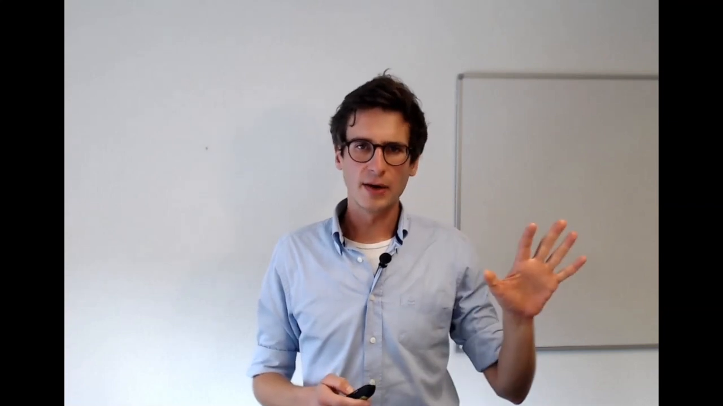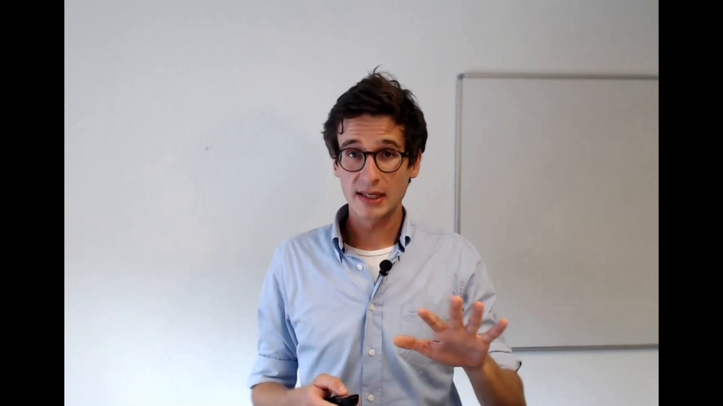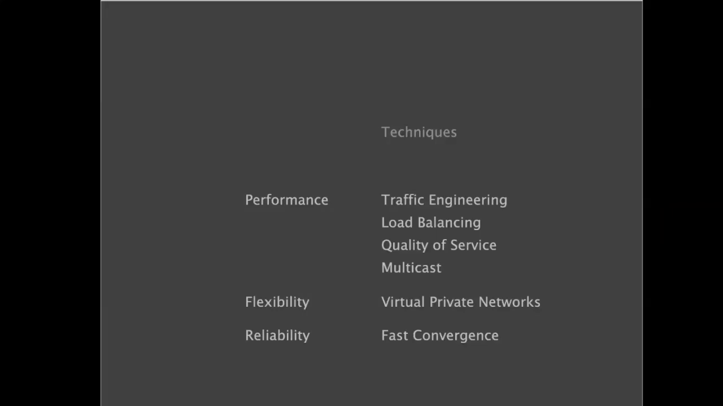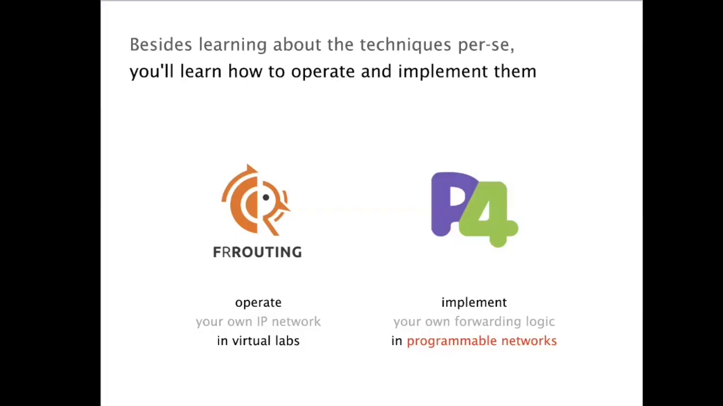So that was the motivation. And then I told you that we'll see different techniques in order to solve this problem. I told you that there were 6 different techniques: traffic engineering, load balancing, quality of service, multicast, VPN, and fast convergence. So we'll see all of them. And actually today we'll see a building block that we'll use for solving many of those issues. As I said, label switching will be one.